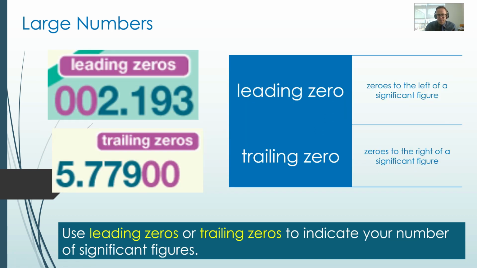Leading zero, trailing zero. So here we have two numbers. The zeros, when they're to the left of the significant figure, are called leading zeros. If there are zeros to the right of a significant figure, these are trailing zeros. For example, use leading zeros or trailing zeros to indicate your number of significant figures.